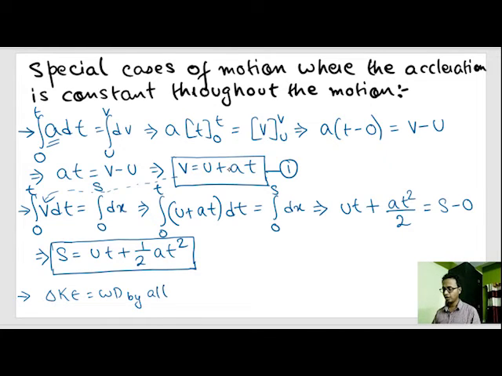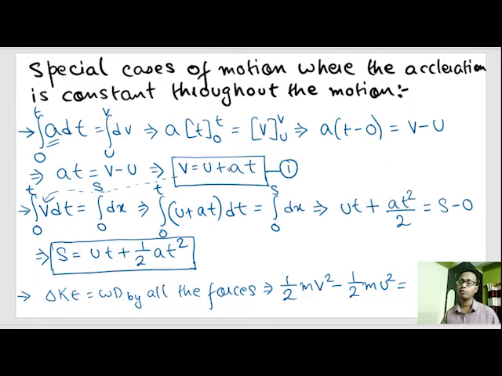Change in kinetic energy is nothing but half m v final square minus half m u square, where u is the initial velocity, is equal to work done by all the forces, and work done is equal to force into displacement. So net force would be inertial force, which is given by ma.